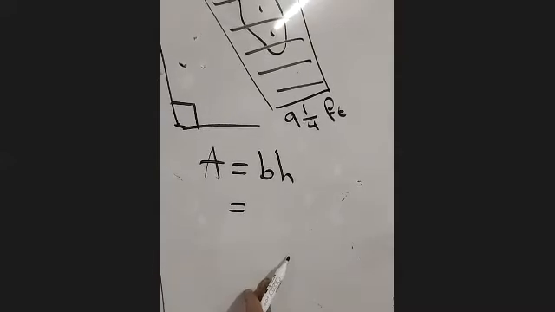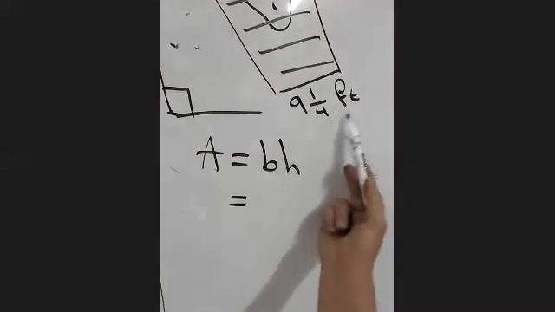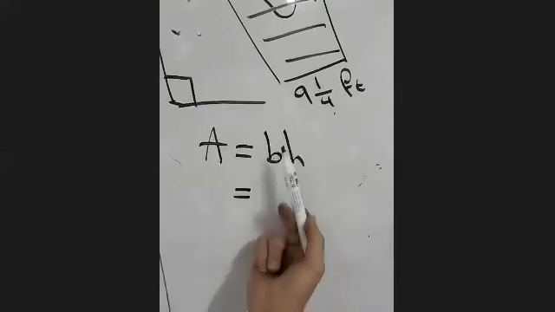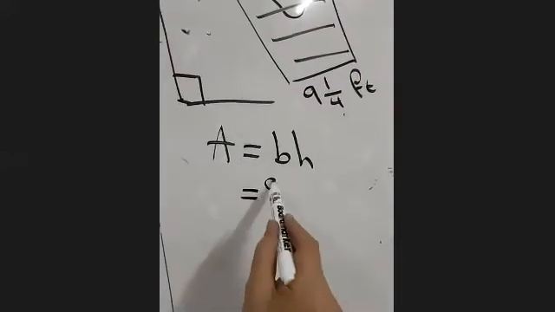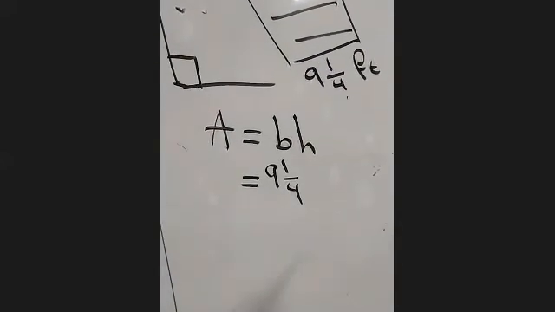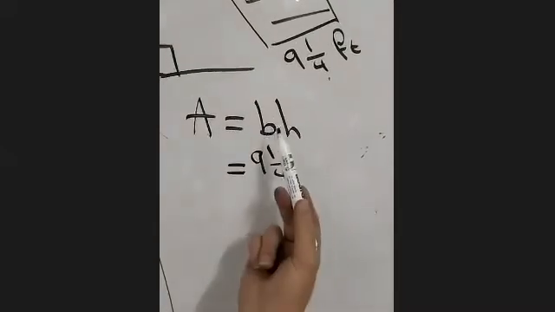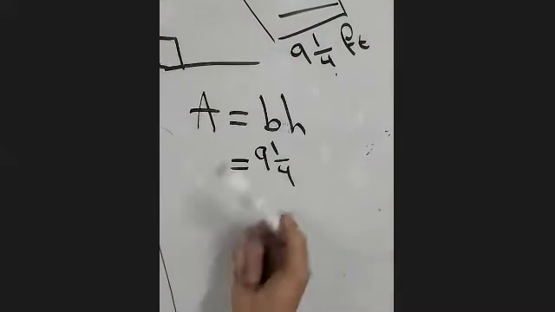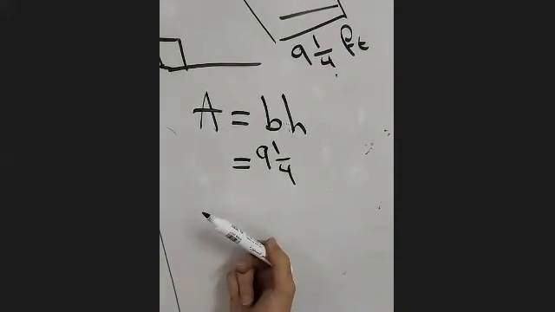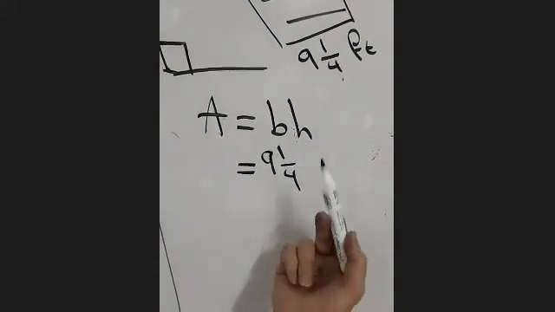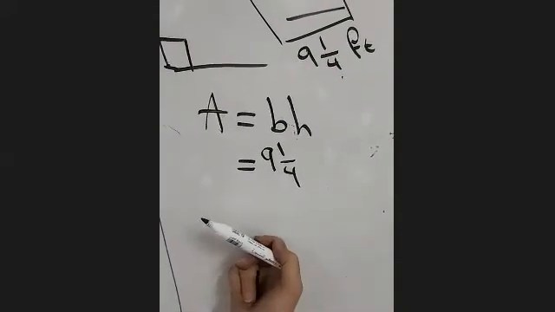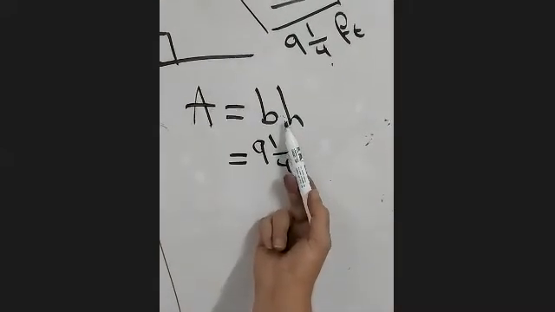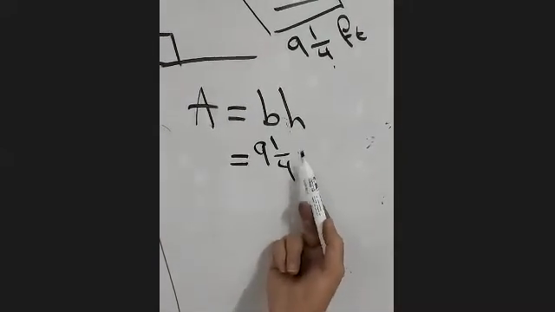What's the base? How much is the base? 9 and 1/4. In place of B we put 9 and 1/4. What's between B and H here? Is there anything here, Rayyan? No. So what does this mean? What will we put?